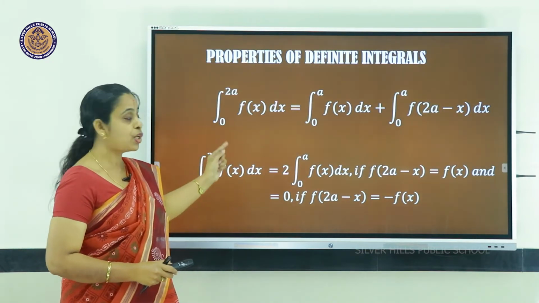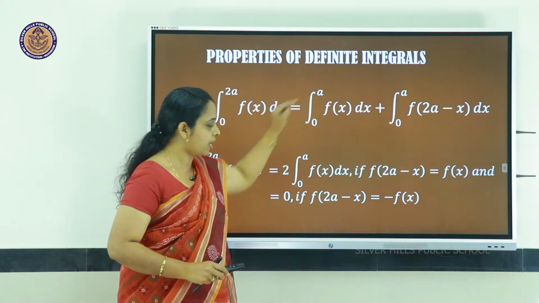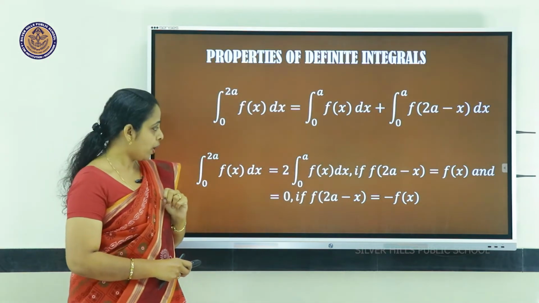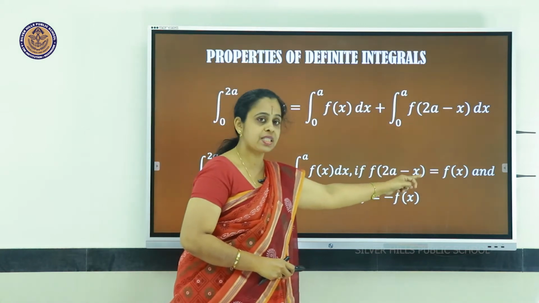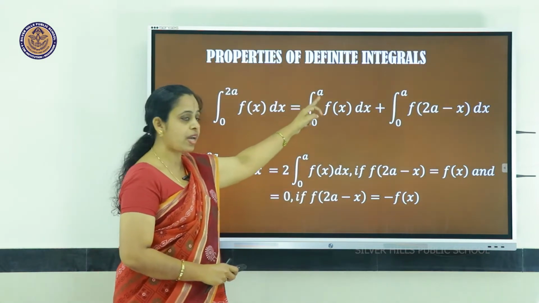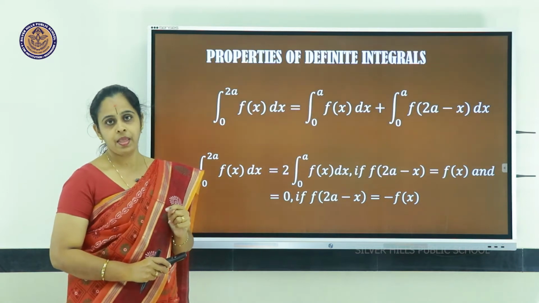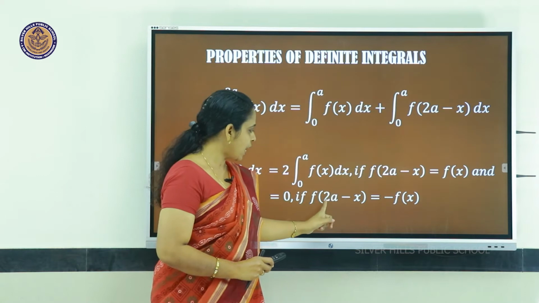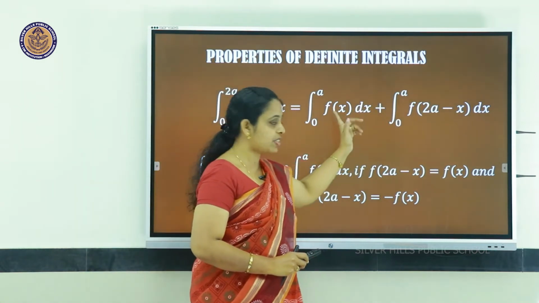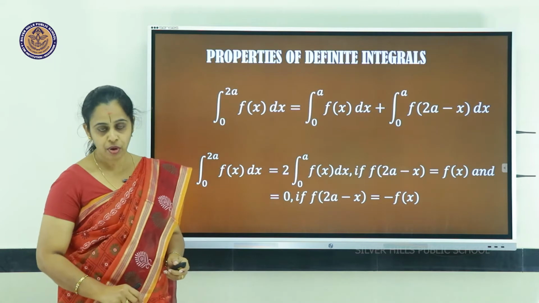Then comes integral 0 to 2a f(x) dx, which is equal to integral 0 to a f(x) dx plus integral 0 to a f(2a minus x) dx. When f(2a minus x) becomes equal to f(x), this part will become f(x), so we get twice integral 0 to a f(x) dx. And when f(2a minus x) is equal to minus f(x), this part will be the negative of that one, both will balance, and you will get the value of the integral as 0. This result also is important.